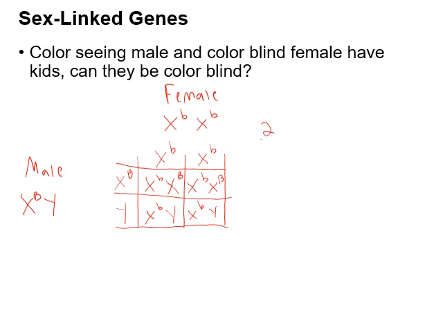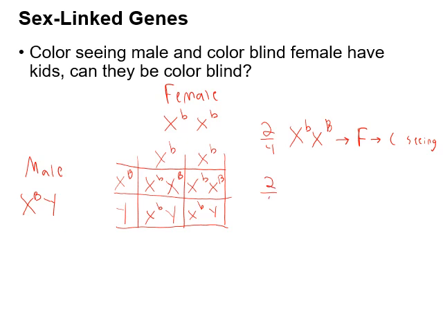Okay, so we see that 2 out of the 4 boxes are X lowercase b, X capital B. So first of all, is this a male or female? The answer is female because it's two X's. And is this female colorblind or color seeing? This female is color seeing because even though she does have one copy of the recessive allele, she also has a copy of the dominant allele. So she is color seeing, but she is a carrier, meaning that she could potentially have kids that are colorblind.